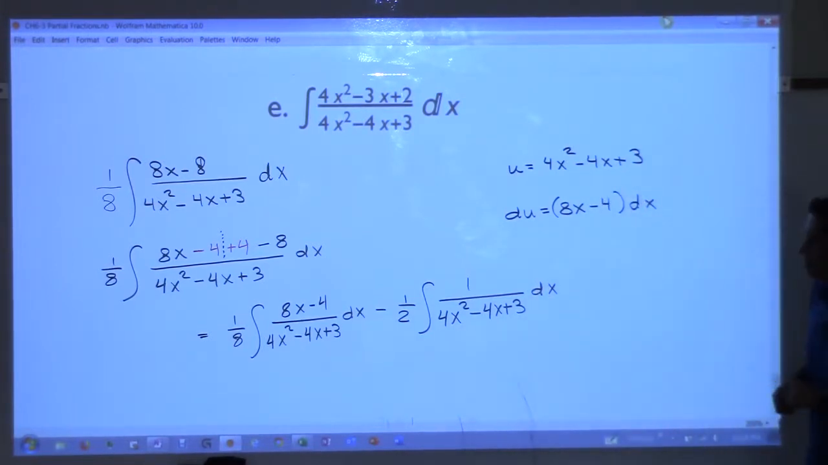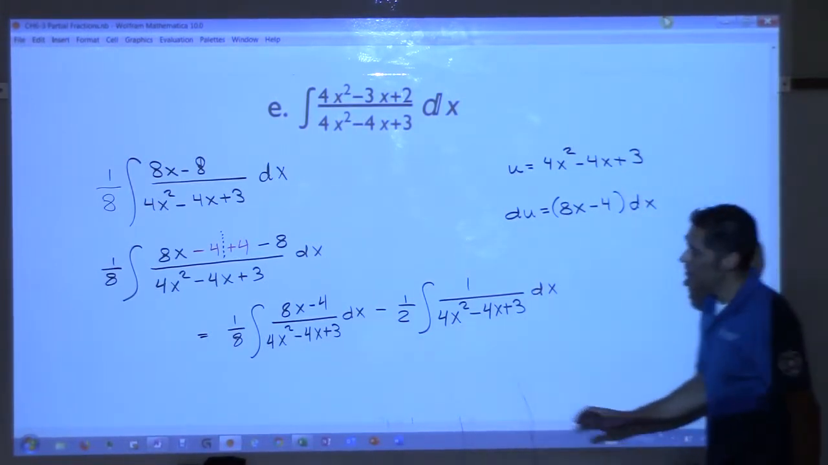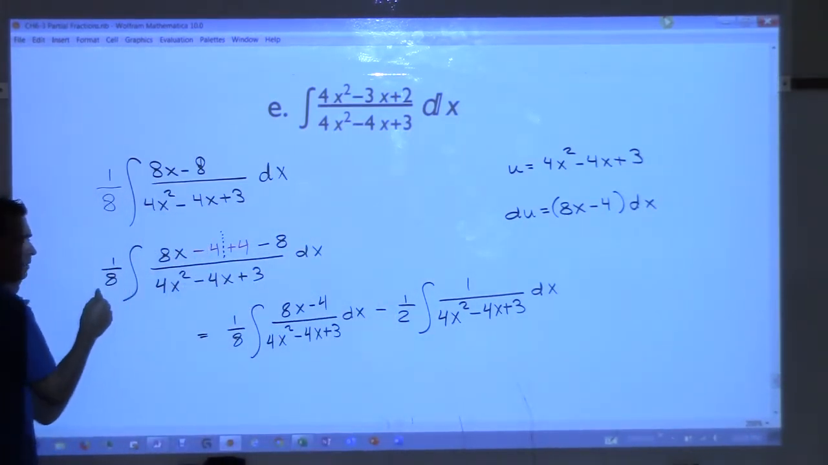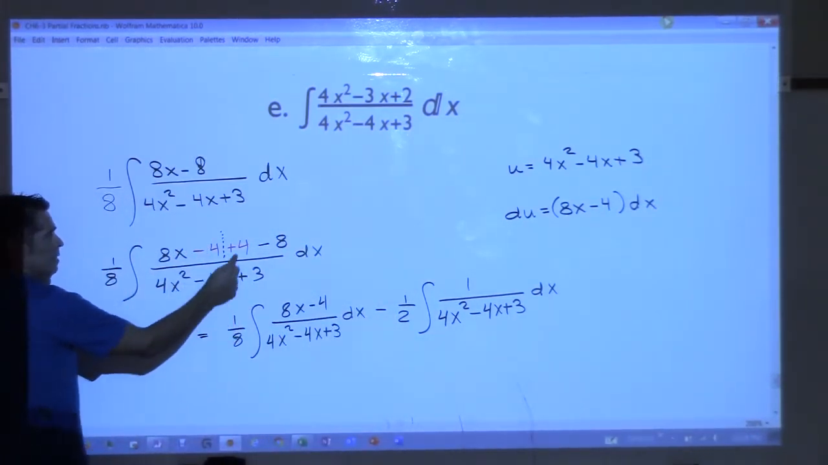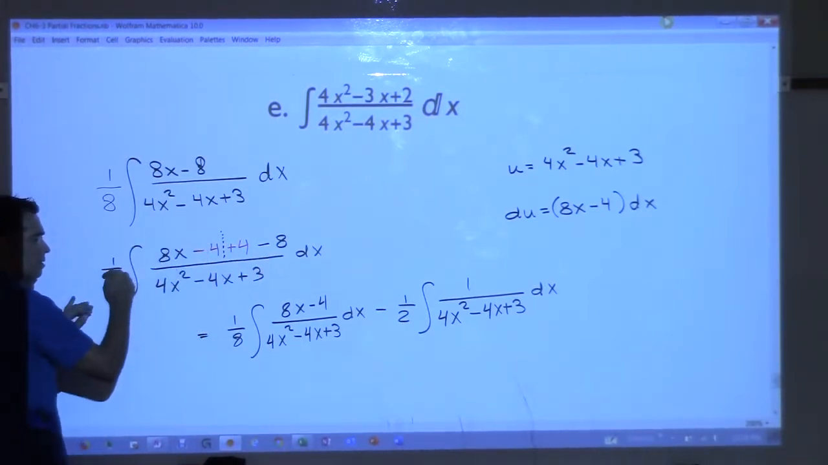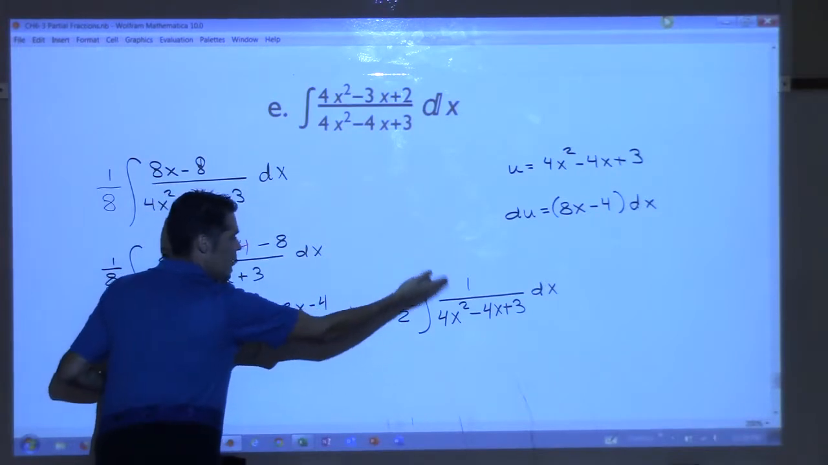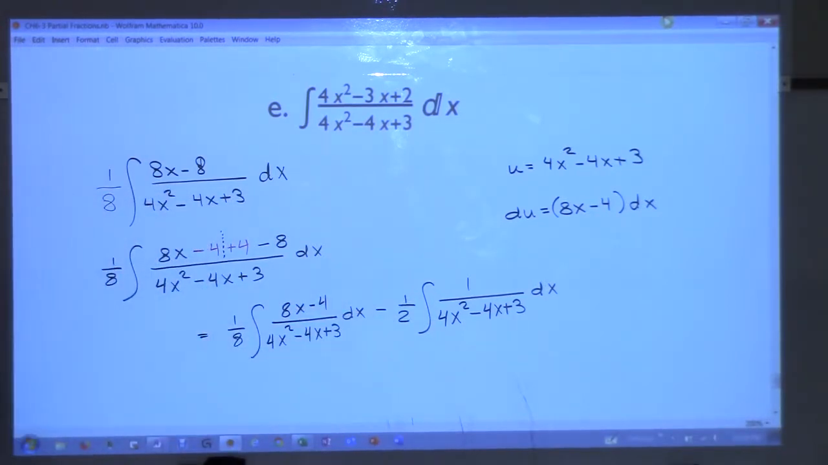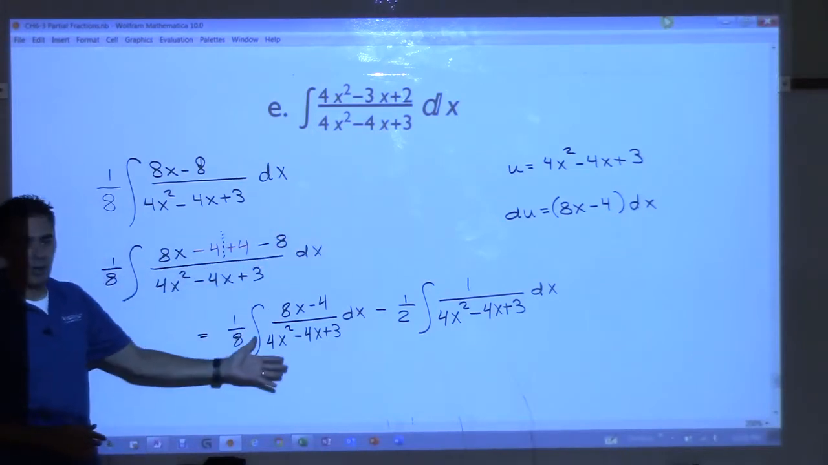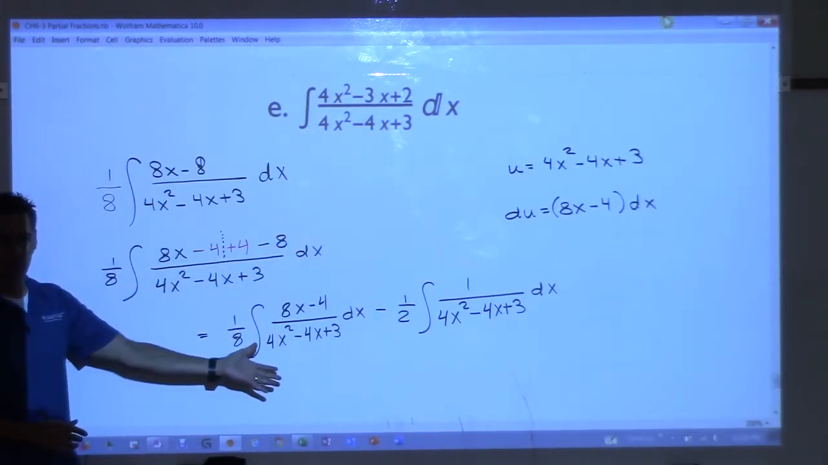So let's just look at what we've got here. I did these two over that with the 1/8 out front, right? And then here it was 4 minus 8, that's negative 4, and I brought the negative 4 out, and that made it negative 1/2, and I got the 1 over that, right? This one's just a basic u sub. u is that, du is on top, so half natural log. Right? 1 over u, so natural log of u.